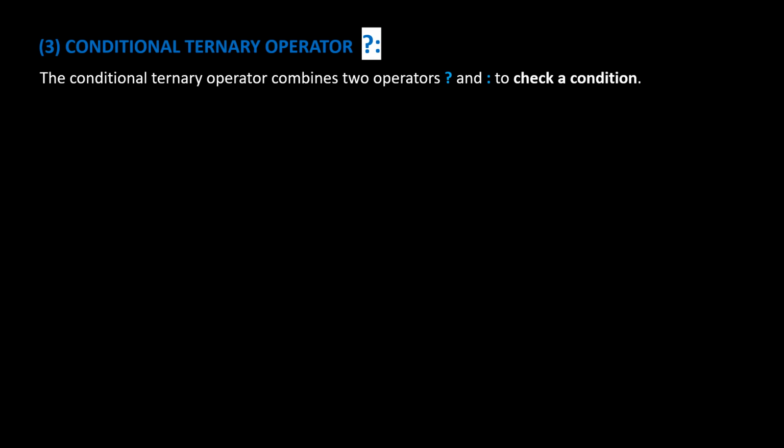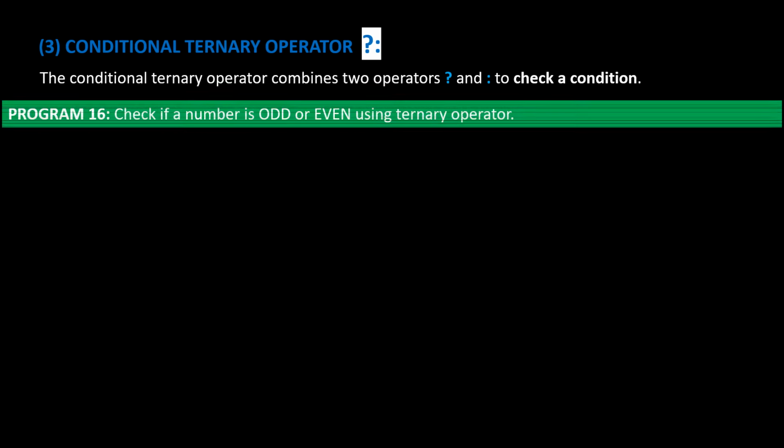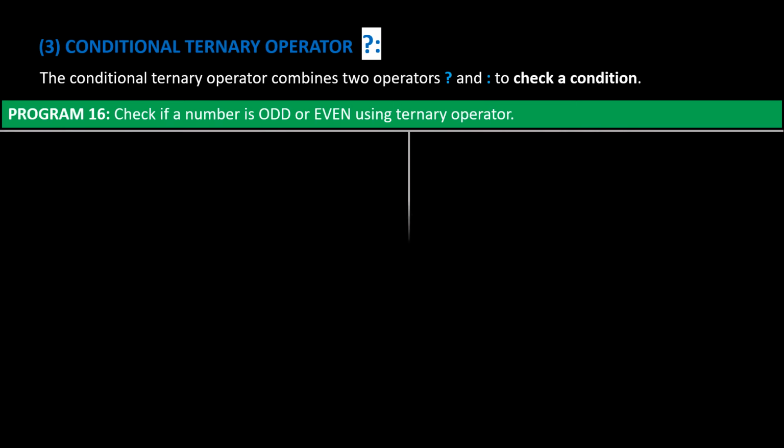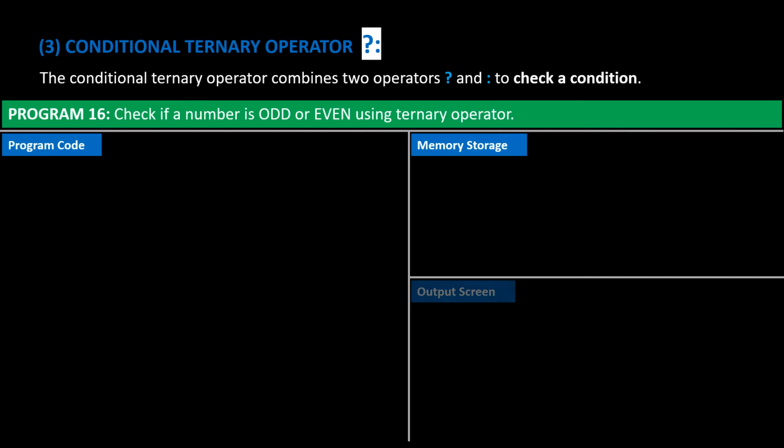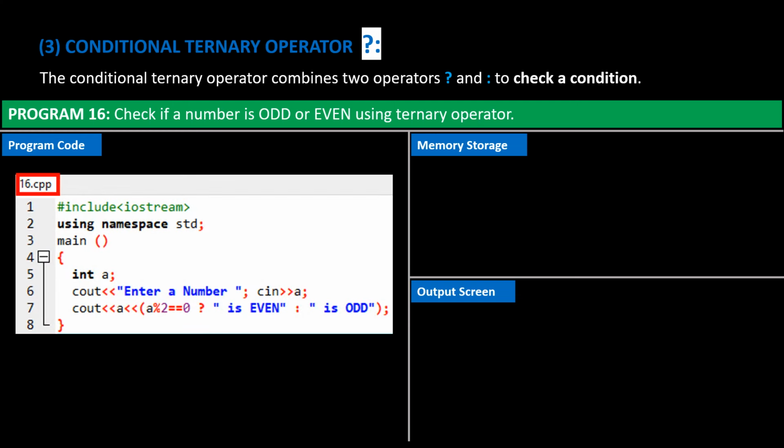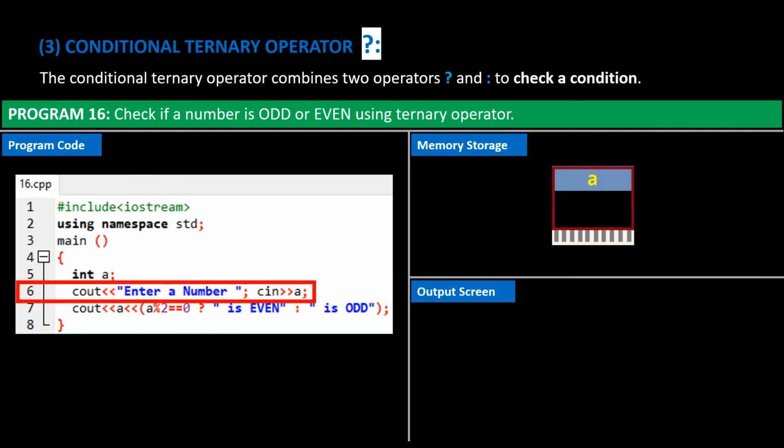Now let's write program 16. Check if a number is odd or even using ternary operator. So here is how we are going to categorize it. This is the code. I name it 16.cpp. On line 5, I declare the integer variable a, memory allocates. On line 6, the user is prompted to enter a number. I type 99. It's stored in variable a.